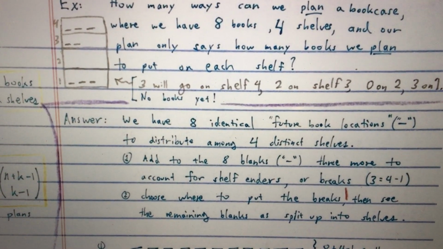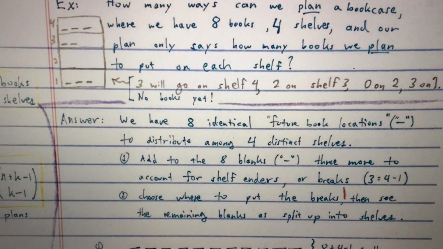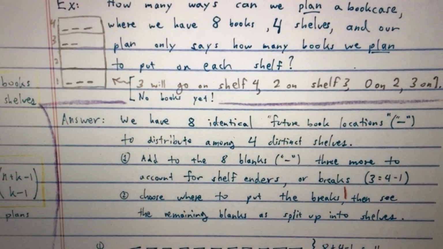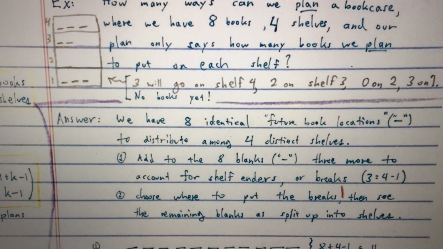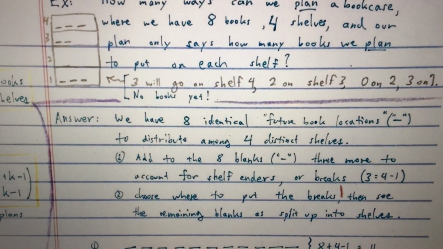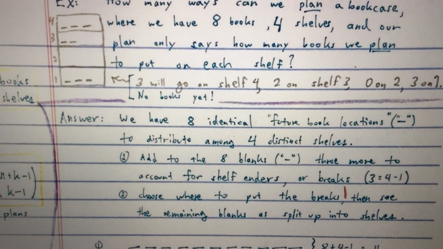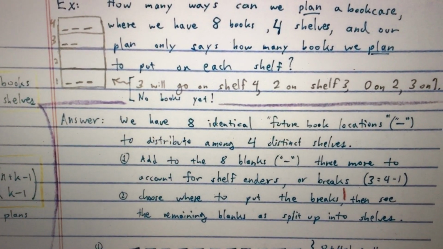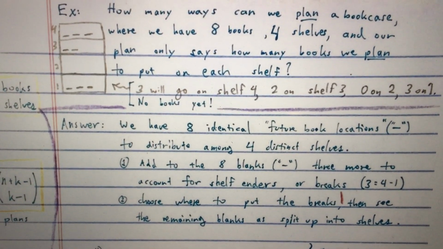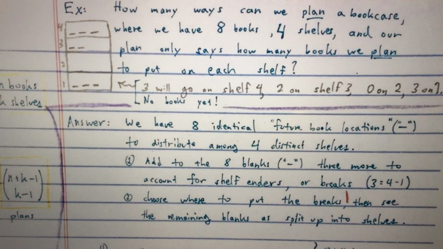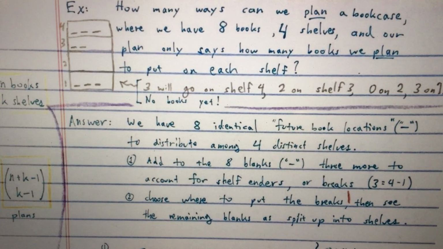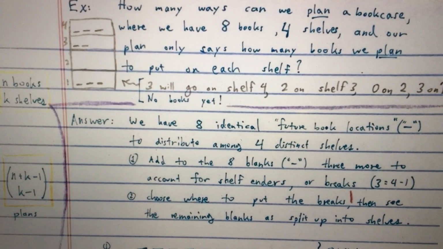So on that example plan, I put 3 on shelf 4, 2 on shelf 3, none on shelf 2, that's fine too, and 3 on the first shelf. There's no books yet, just a plan. Now the motivation for this is that we'd like to eventually be able to count all kinds of situations where we actually do put the books on, and we put them on in nice ordered rows.